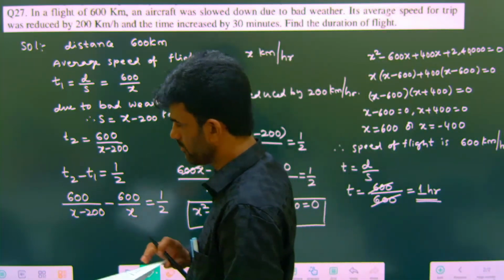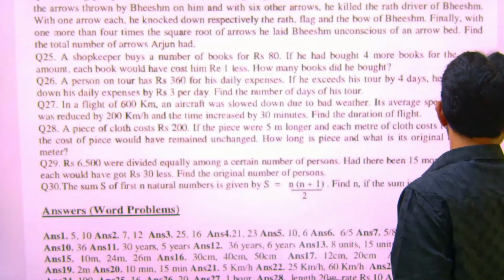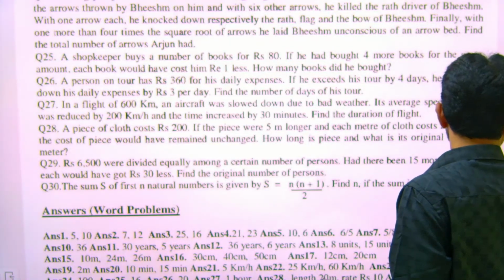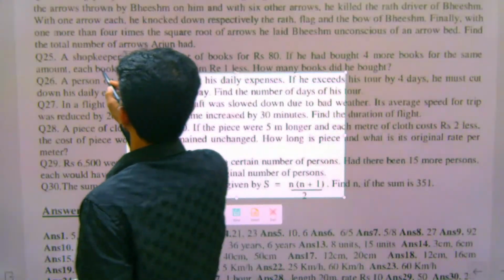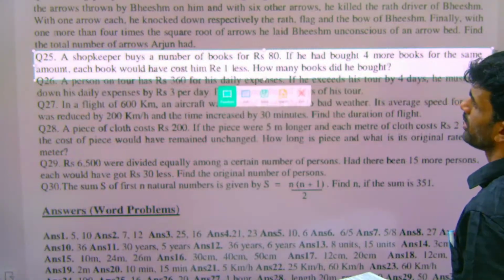Question number 25. What is question number 25? A shopkeeper buys a number of books.